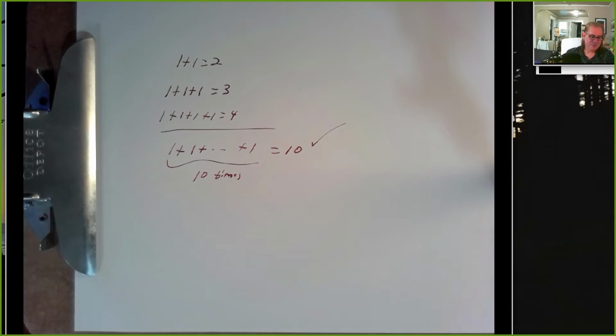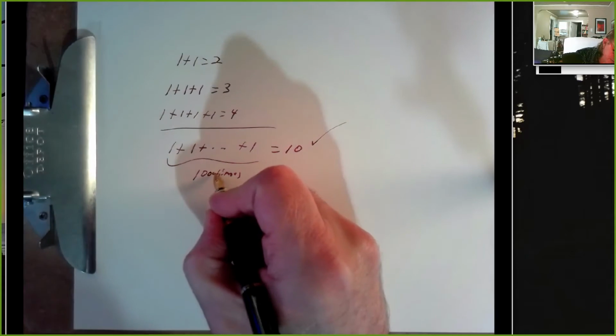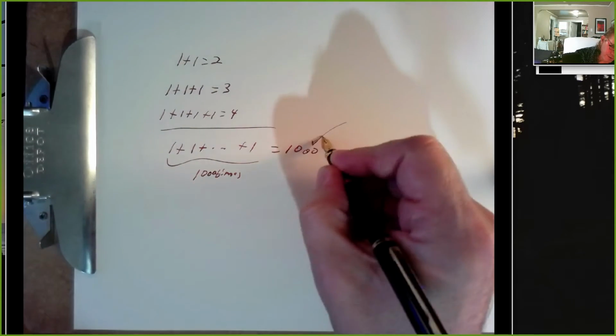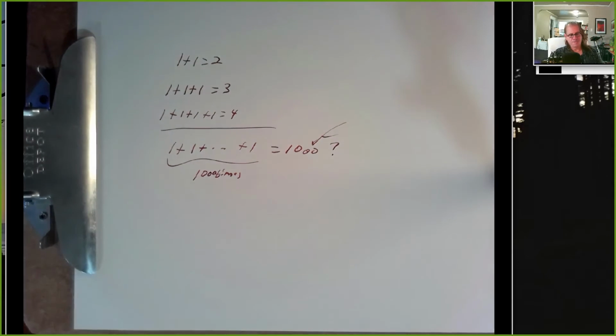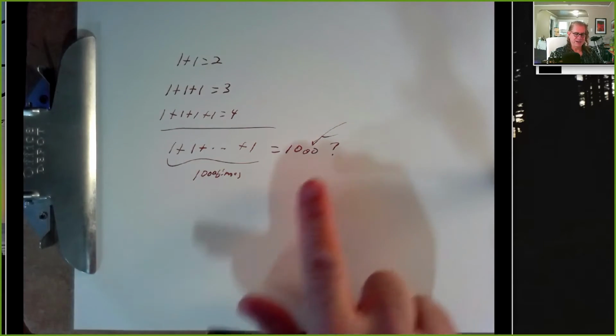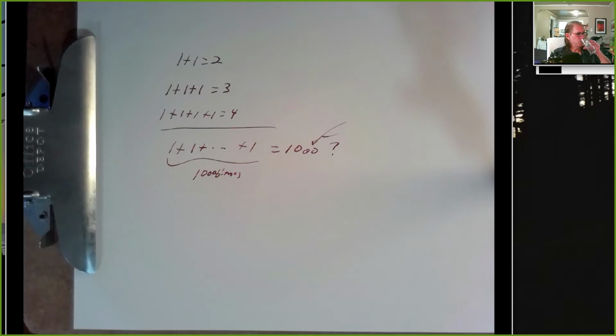All right. Suppose you were to press the 1 plus 1 plus 1 1,000 times. How do you know you would end up with 1,000? Unless you've actually done this, how do we know that's what's going to happen?